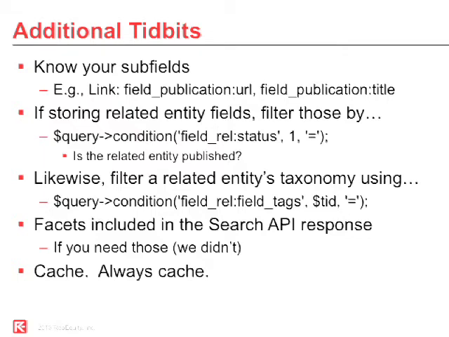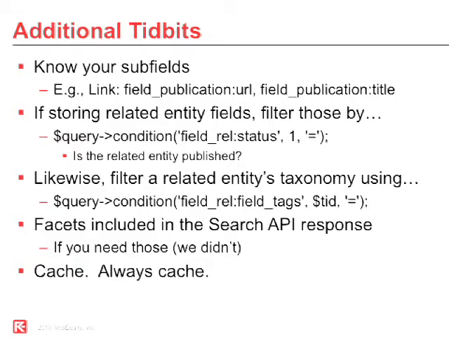So just a few things to remember is you've got all these subfields that you want to work with. If you want to query a link field in Drupal, you need to make sure that you know what your subfields are. So here we've got field_publication:url and :title. So if you wanted to query by the title, you could do that using this.